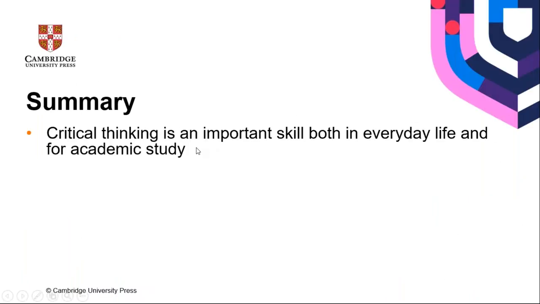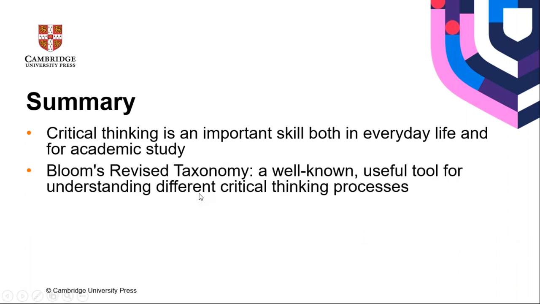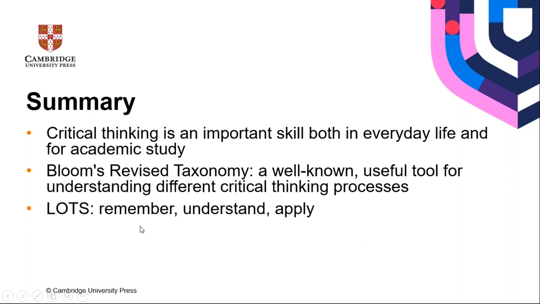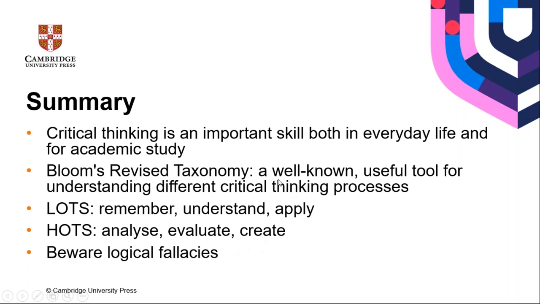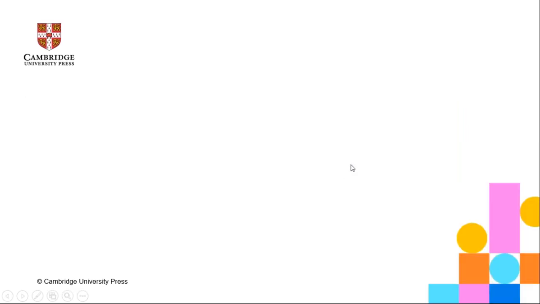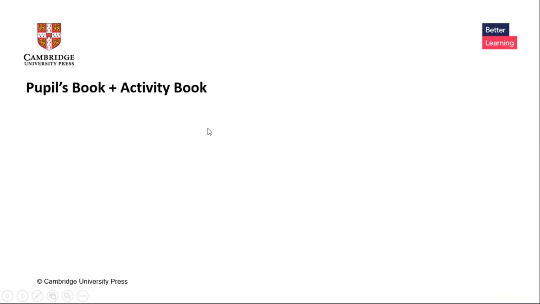Yeah, so critical thinking is an important skill both in everyday life and for academic studies. Bloom's revised taxonomy is a well-known useful tool for understanding different critical thinking processes. LOTS, which is lower order thinking skills: remember, understand, apply. HOTS, which is higher order thinking skills: analyze, evaluate, and create. Beware of logical fallacies, which we omitted, so we have time for a question and answer session.